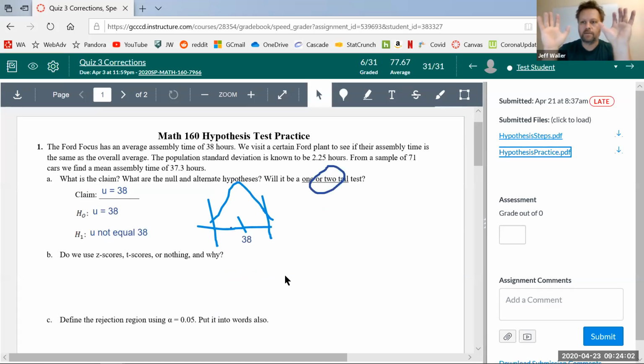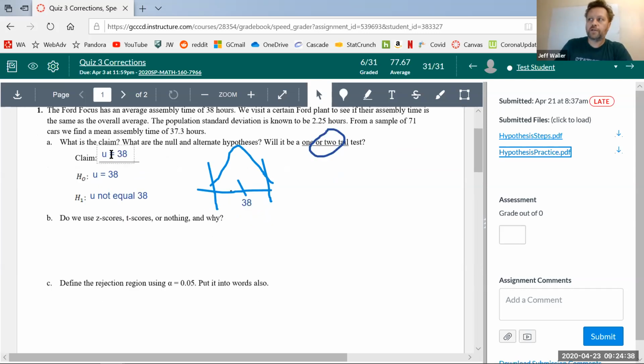So this side, all right. Hopefully you can all see it if you don't have it. We did this work here last time. Remember, the claim was in the second sentence: we visit a plant to see if their assembly time is the same as the overall average. So the claim is their mean is 38, the same as everybody. We want to see, are these people better or worse at this plant? It's sort of like quality assurance, QA.